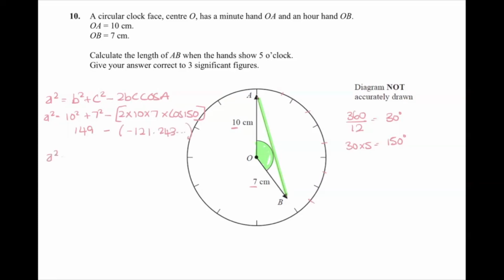A squared is equal to 149 minus the answer. Use your answer key. I'm really doing that to try and drum that home. It's so helpful. Don't round halfway through. Use your answer key. That is giving me 270.243 and on it goes. And then I just need to square root that answer to get my A. It says 3 sig fig, so we'd cut it here. The 3 isn't big enough to change anything, so the final answer is 16.4 centimeters.